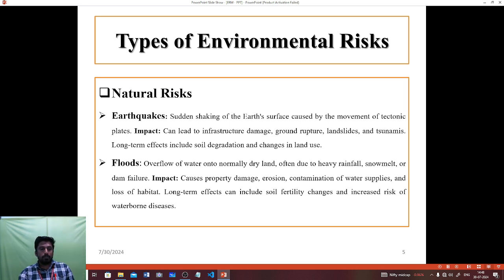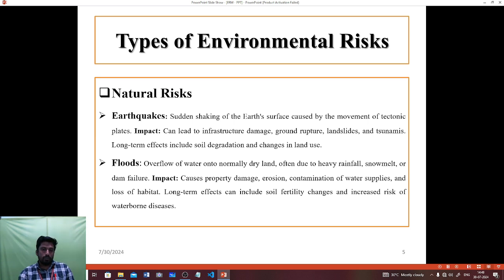Take the earthquake. An earthquake forms on the earth's surface, caused by the movement of the tectonic plates. So the earthquake affects our environment. Due to the movement of the tectonic plates and volcanic activity beneath the earth's surface, the earth suddenly shakes, and the environment is affected.